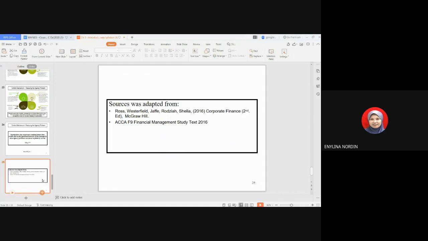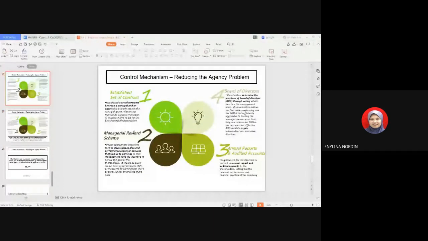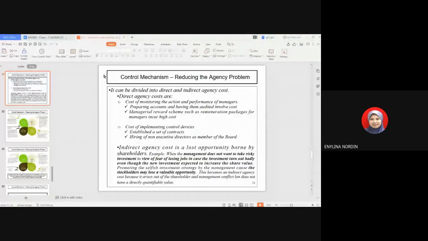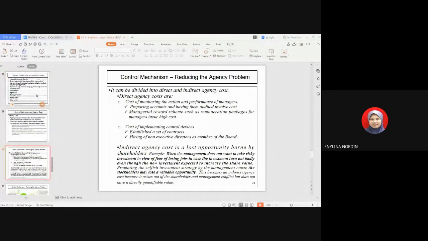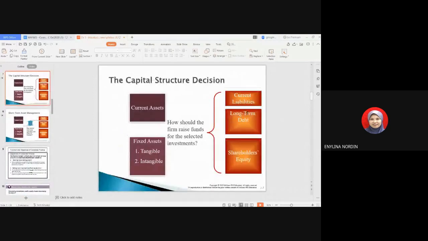Okay, so this is the source of information that we get from your textbook. Okay, any questions? No? Alright, so this is the first chapter, right? You can see this is just an overview for the whole course of MAF 603. Cuma dekat sini kita tak go in detail. Kalau kita go through this part, ini dah kita masuk capital structure dekat sini. Okay, dekat sini kita dah masuk topik capital structure and also cost of capital.